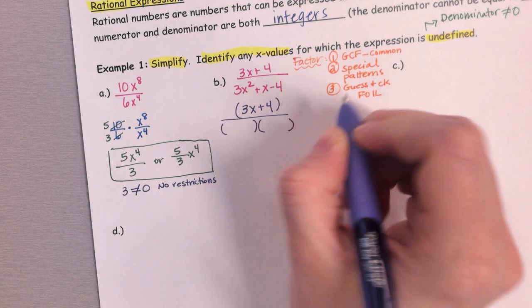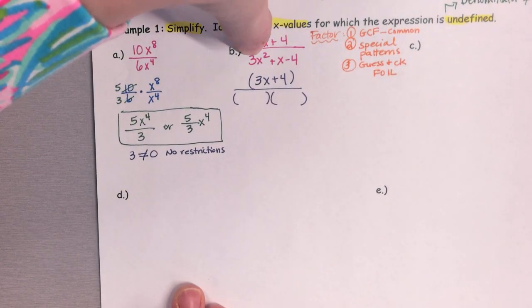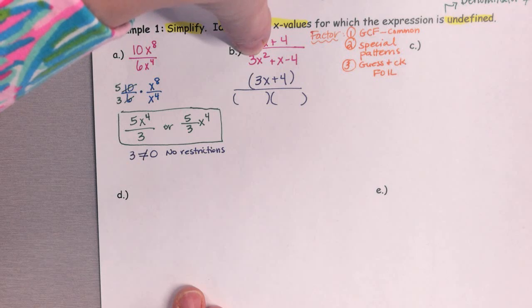Now, when you're factoring a trinomial, remember you have to look at the first number. So if it's 3x squared, what do I start my parentheses with?